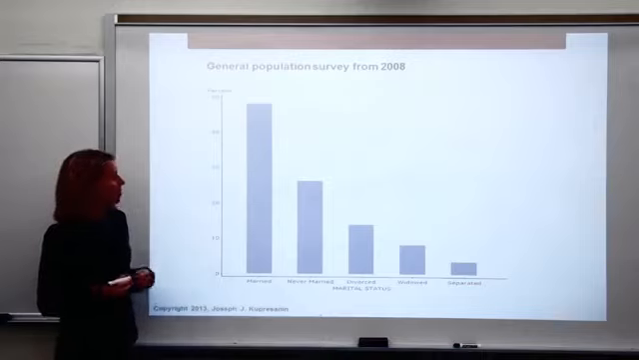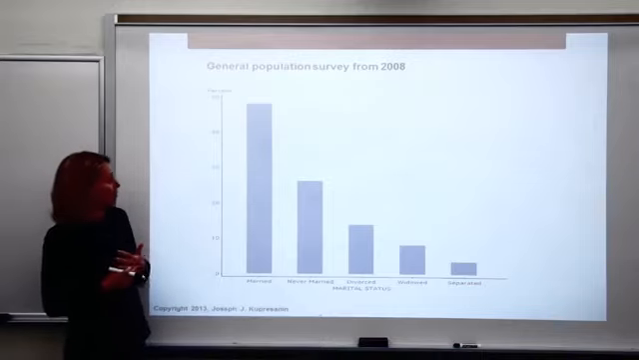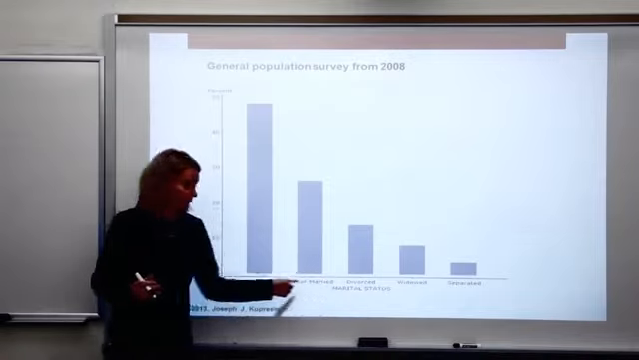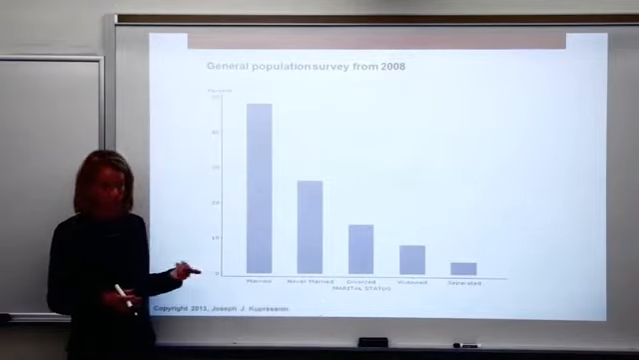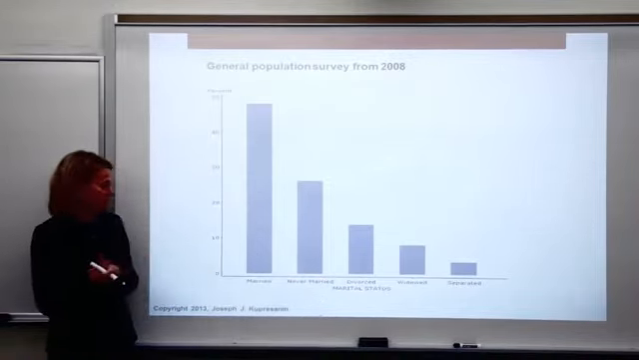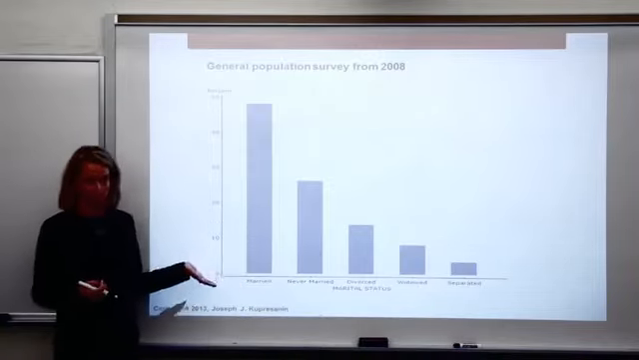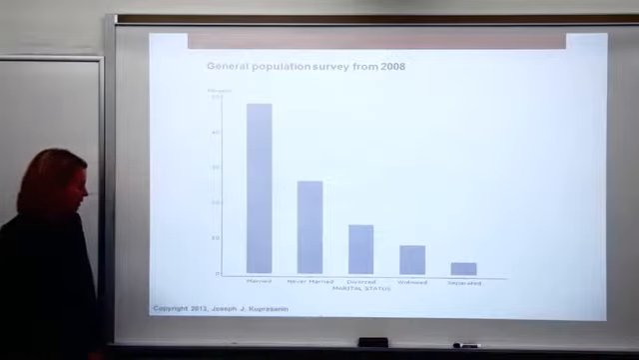Here's a second categorical variable. This comes from the General Population Survey of 2008, where we look at people's marital status. So your marital status, you're married, you've never been married, you're divorced, that's a categorical variable, and so this information is displayed in a bar plot.